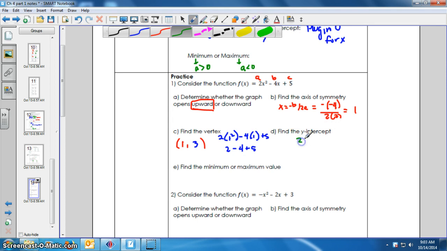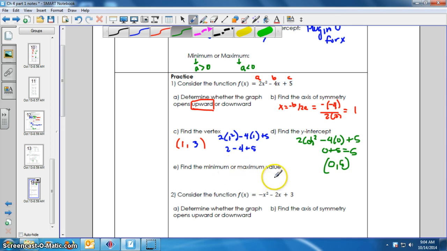To find my y-intercept, that's when we would plug in 0 for x. So we're going to take 2 times 0 squared, and then minus 4 times 0, and then plus 5. So this gets me 0, this gets me 0, so it's just 0 plus 5, which is 5. So that intercept is going to be 0, 5, where I would touch the y-axis.